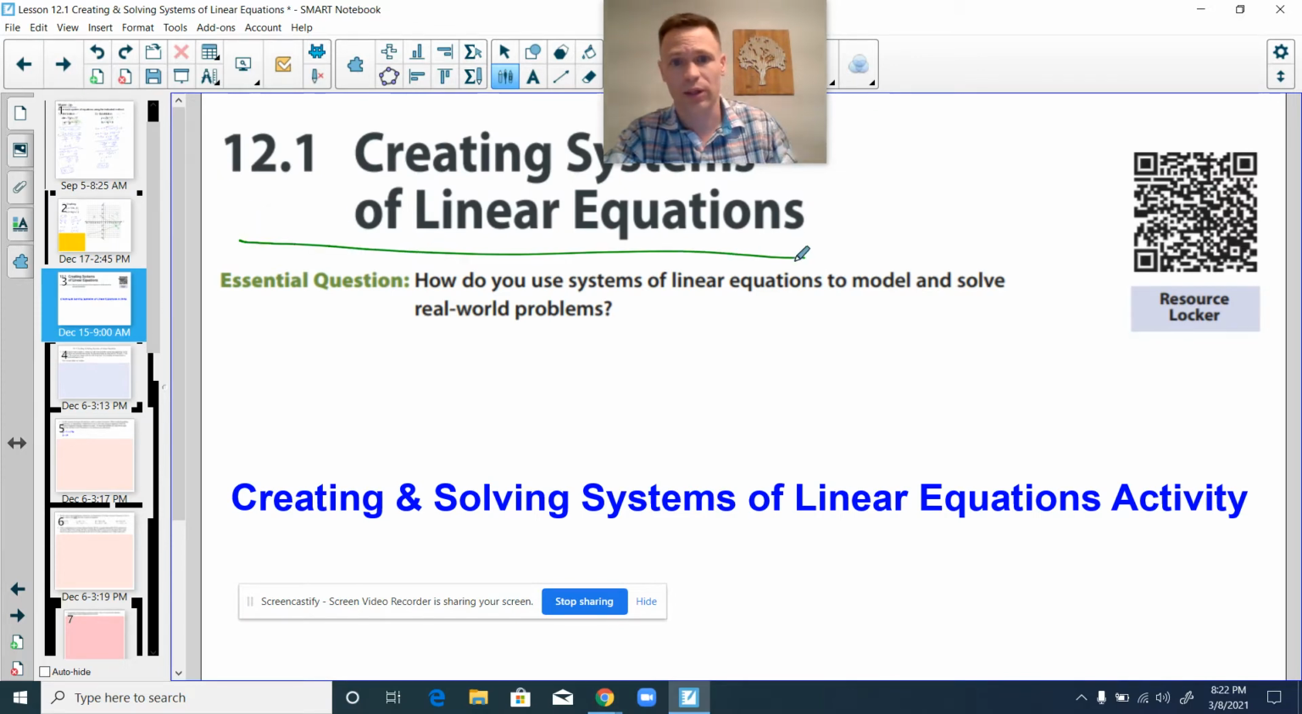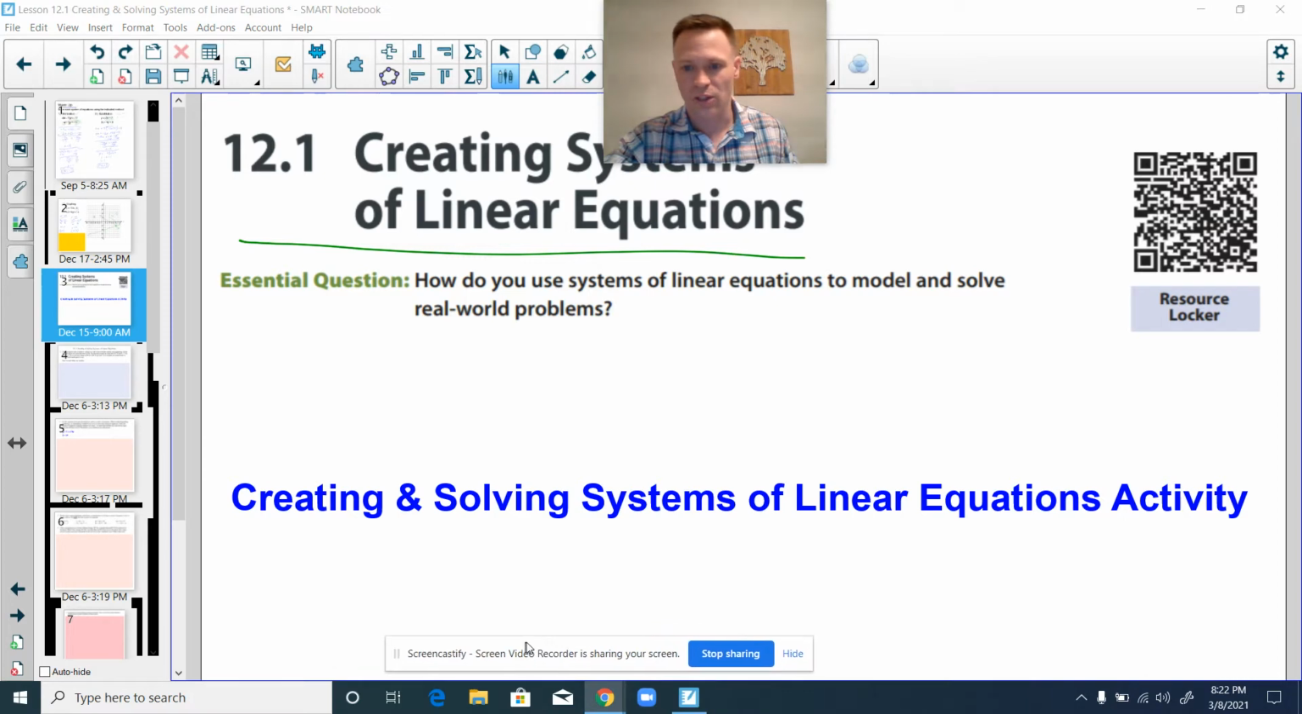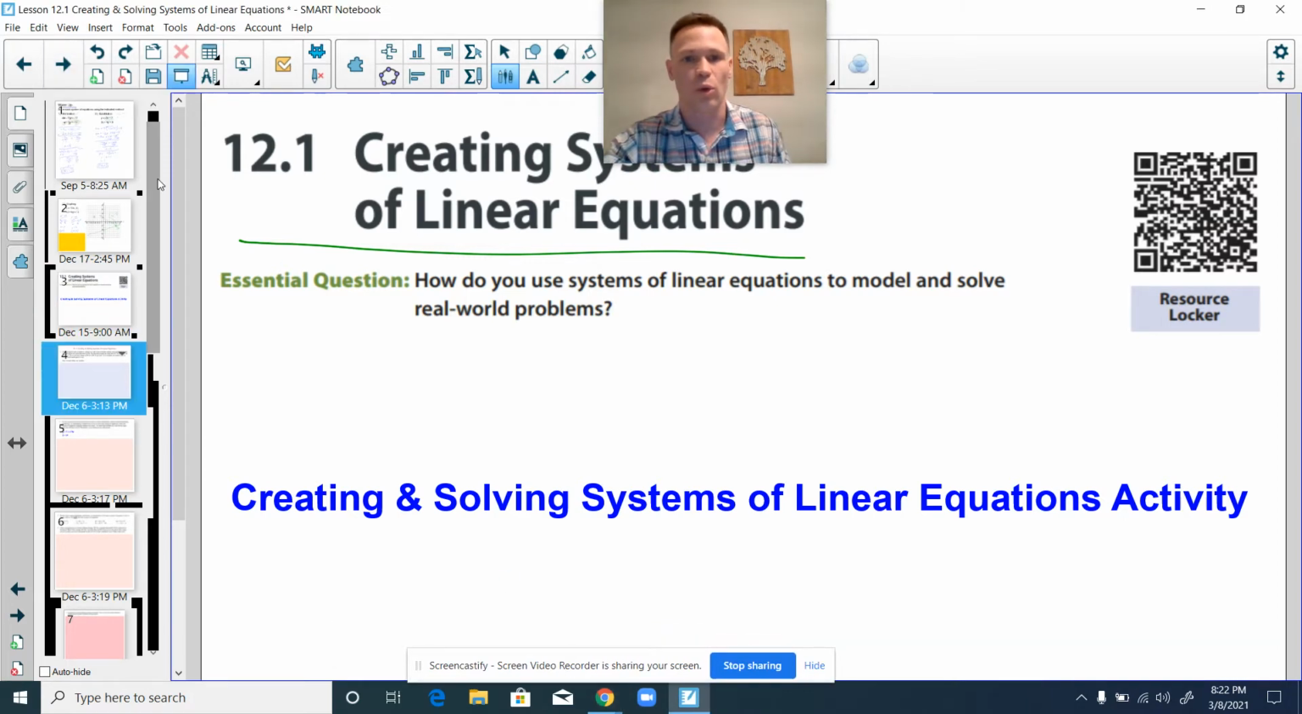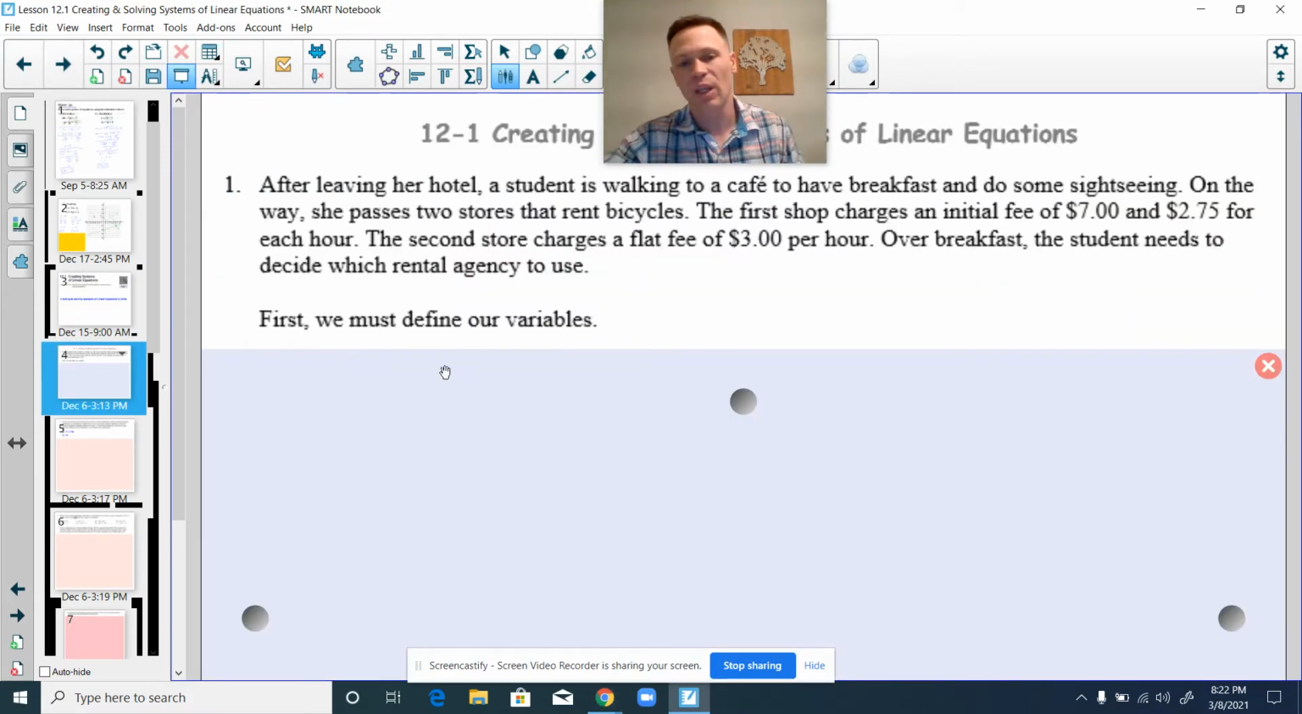So again, 12.1, now we're going to be starting to work through that. The whole thing is about creating and solving systems of linear equations from word problems. So let's dive right in. This is going to follow kind of a certain method. So I already have these all worked out. Everything's behind shades. I'm just going to talk through them as we see it.